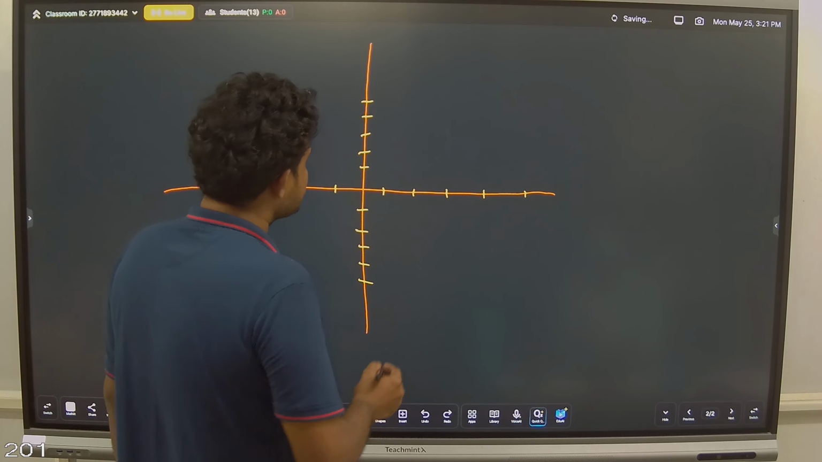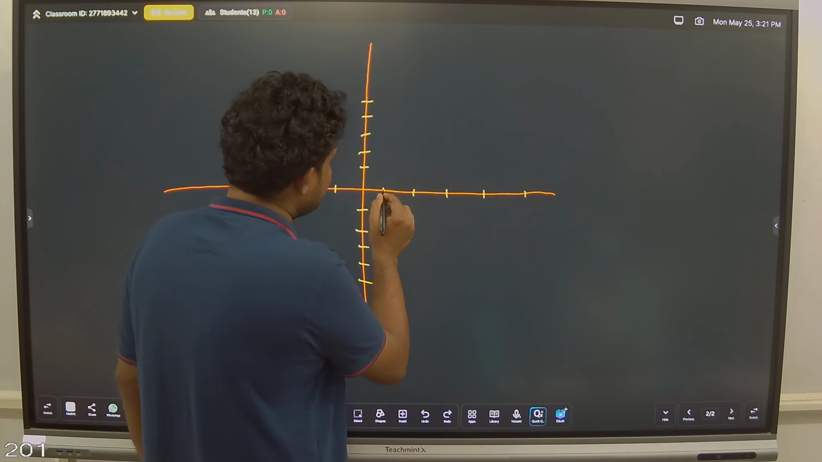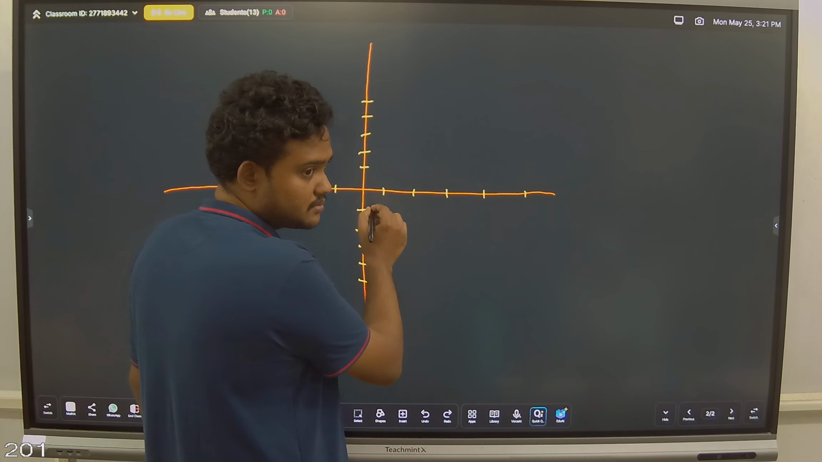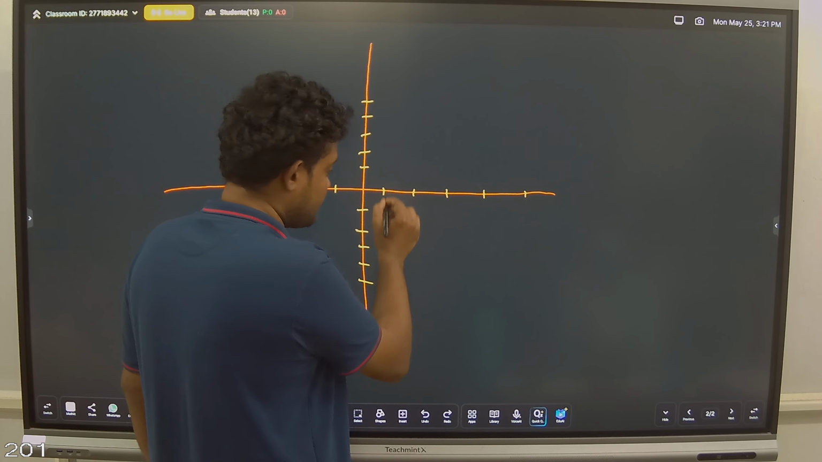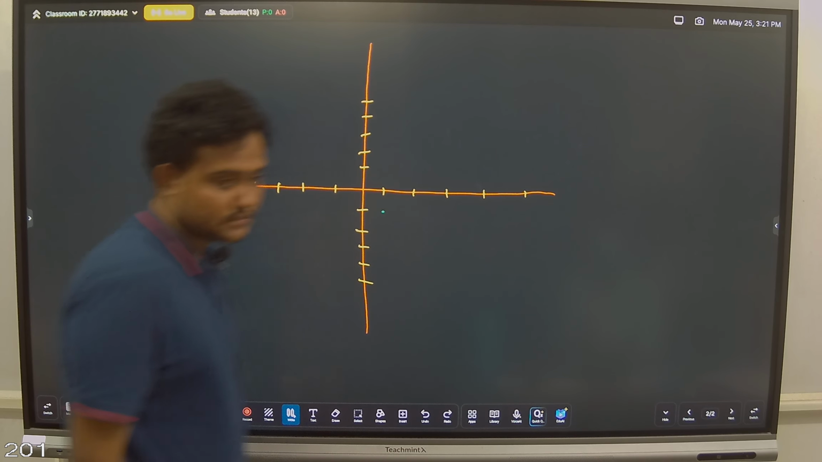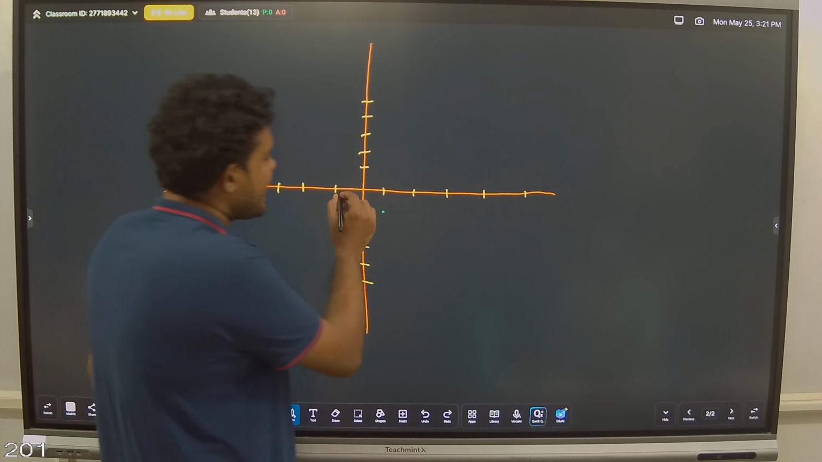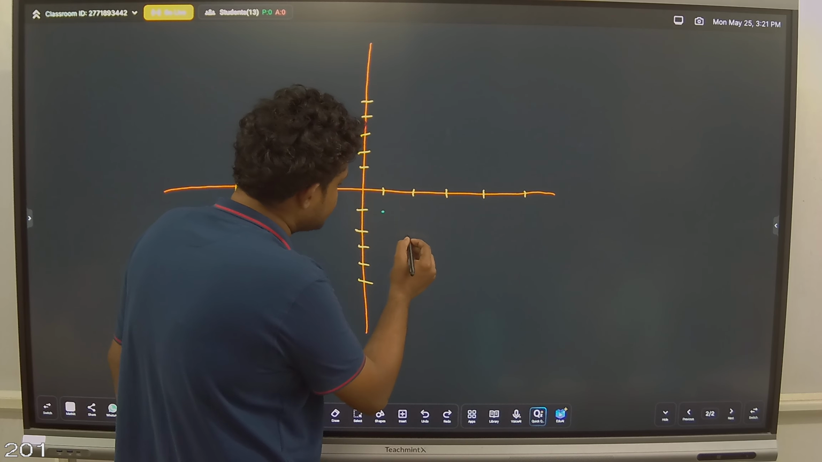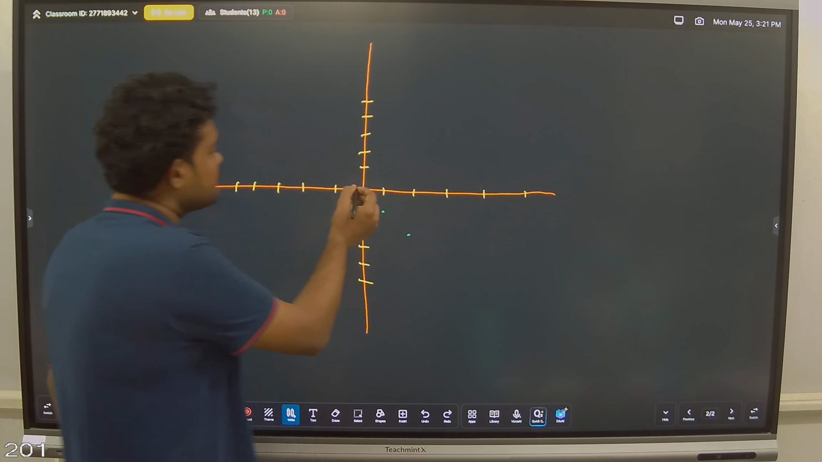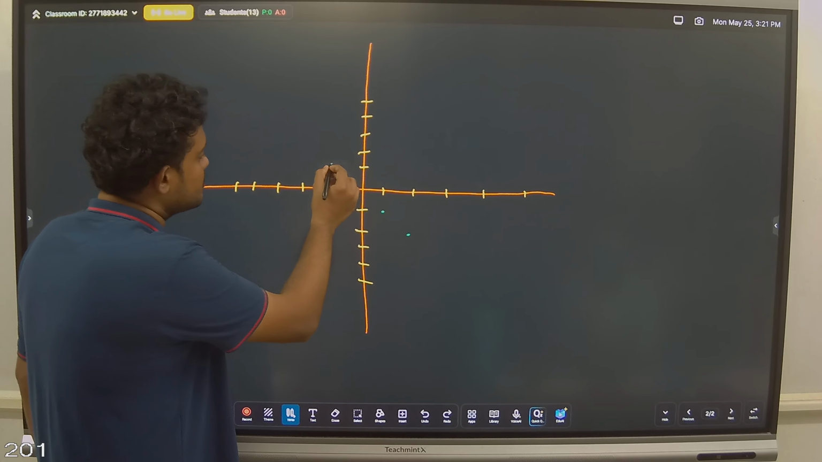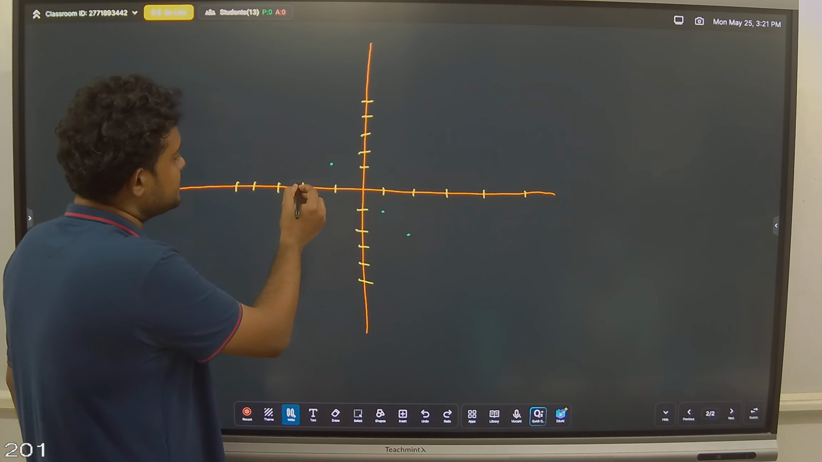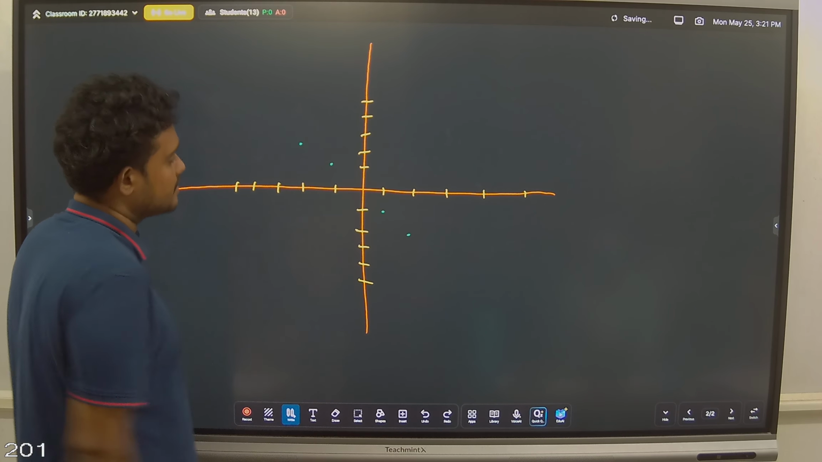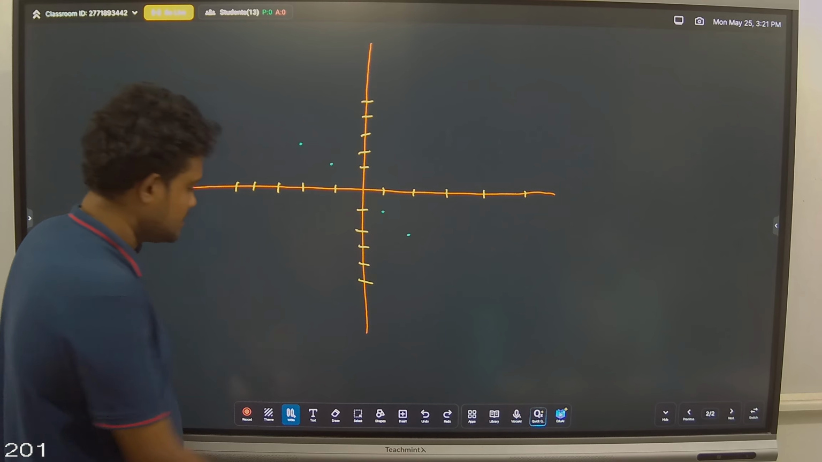So for this expression, when x equal to 1, y equal to minus 1, right? When x equal to 2, y equal to minus 2. When x equal to minus 1, y equal to 1. And when x equal to minus 2, y equal to 2, right? Correct?